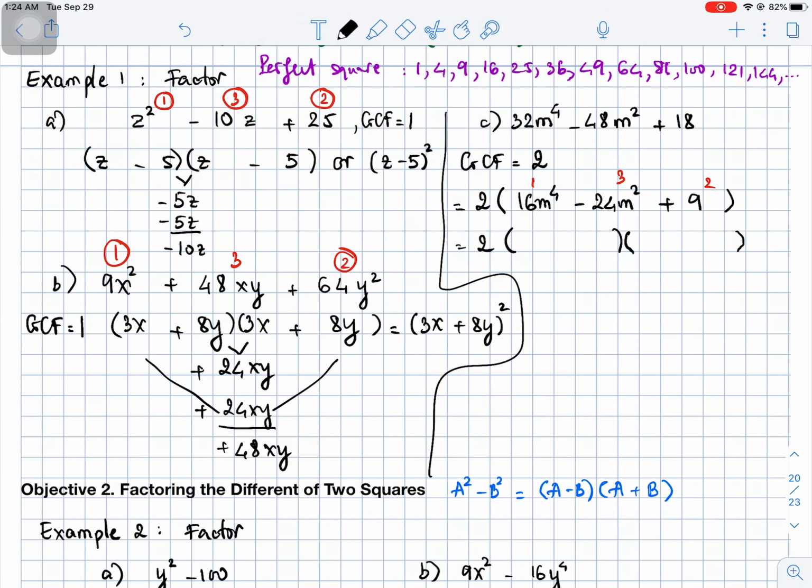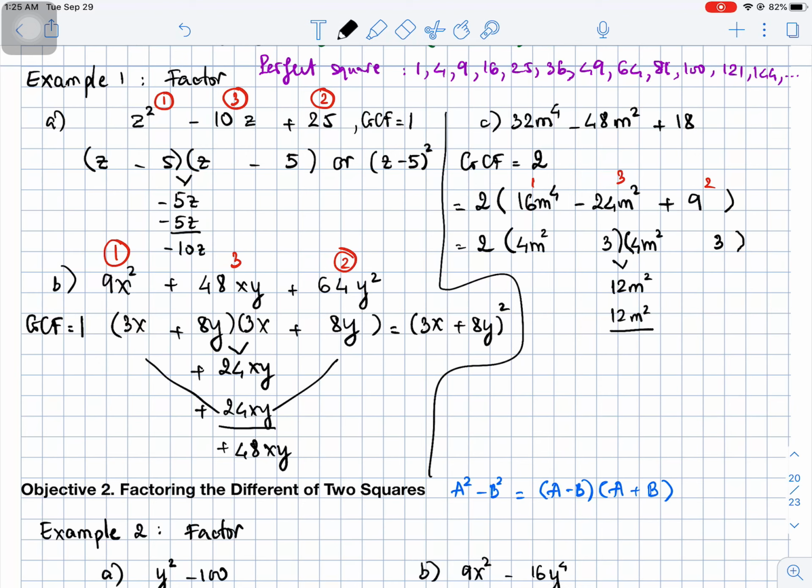We will do the two parentheses, and the steps are 1, 2, 3. To get 16 is 4 and 4. To get m to the fourth, we should use m squared and m squared, because when we multiply m squared and m squared, we add the exponents. And step number 2 is 9, so we do 3 and 3.